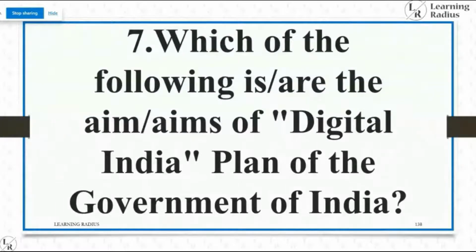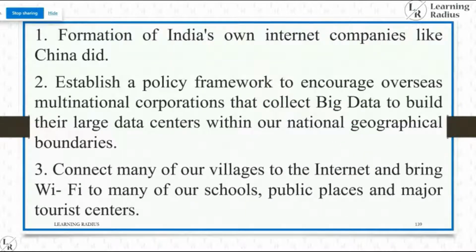Let's discuss the next question. Which of the following is the aim or aims of the Digital India plan of the Government of India? One: Formation of India's own internet companies like China did. Two: Establish a policy framework to encourage overseas multinational corporations that collect big data to build their large data centers within our national geographical boundaries. Three: Connect many of our villages to the internet and bring Wi-Fi to many of our schools, public places, and major tourist centers.